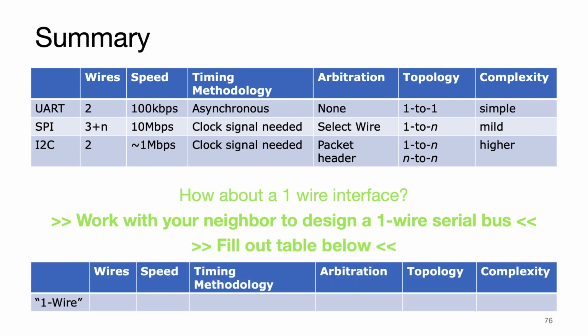So take a second for yourself. Think about a one-wire interface. Clearly we know what the wire is, right? It's one wire, that's by definition. But what do we think about for speed, timing, arbitration, topology, complexity? Take a minute, think about that, maybe take a few notes, and then we'll talk about that.